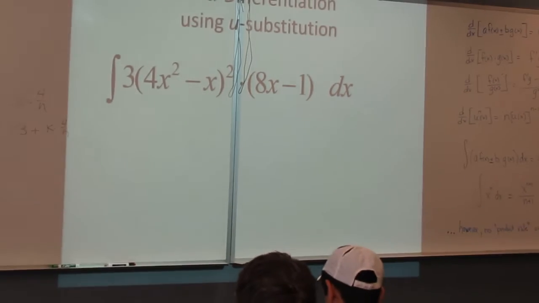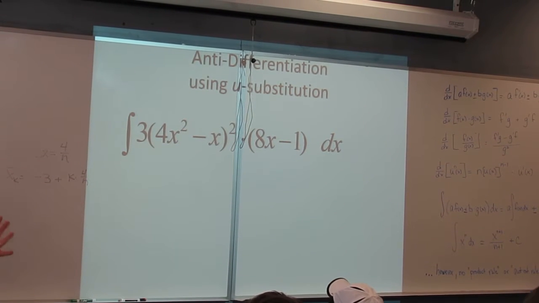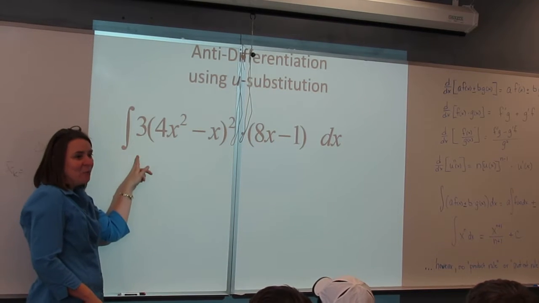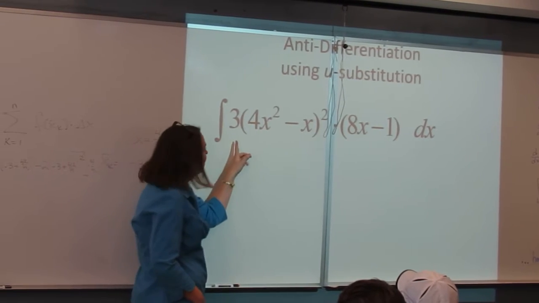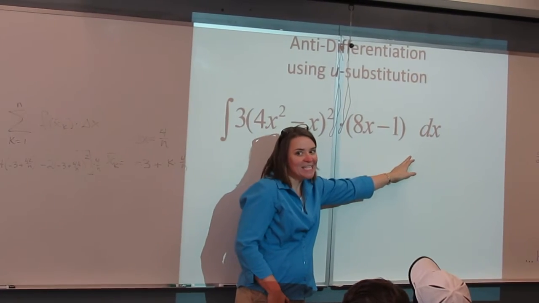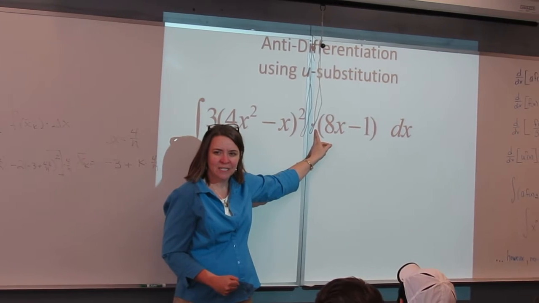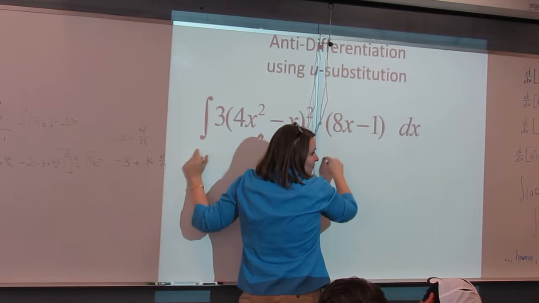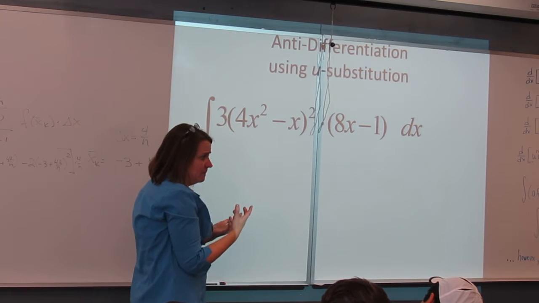So now, going backwards. I don't know if you want to take notes. You might just want to process this with me. Now we're anti-differentiating. Going backwards. Here's my integrand. It's a product. We absolutely can't split up the integral and make it into 2. It won't work. You won't get the right answer.